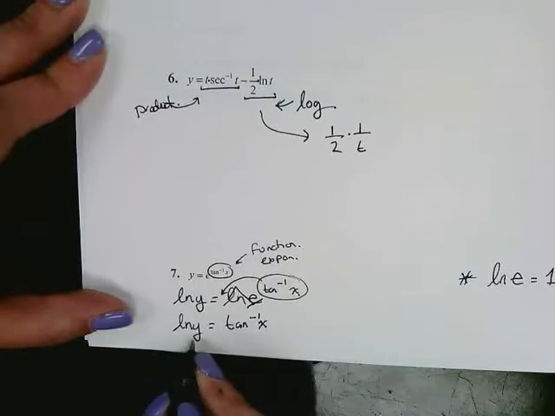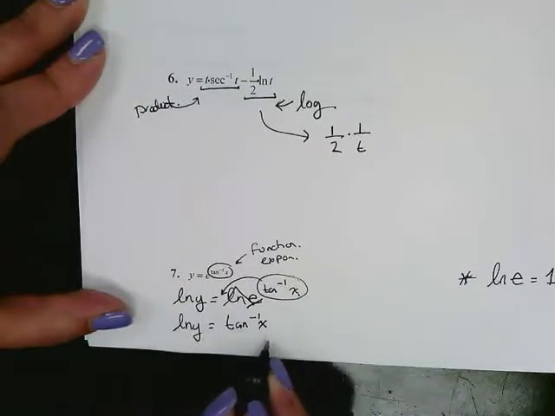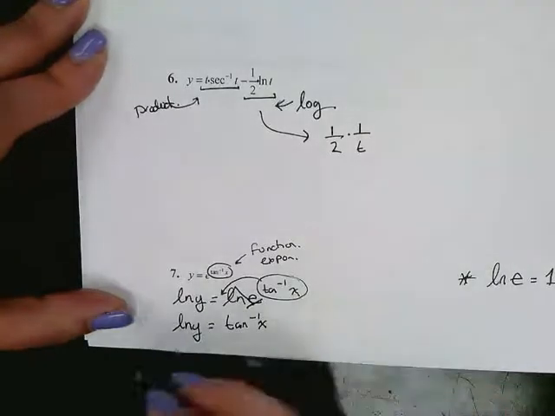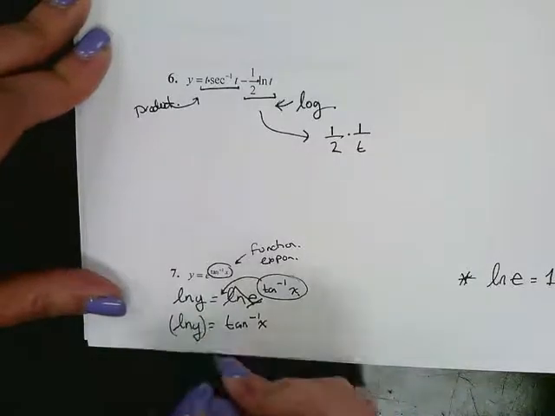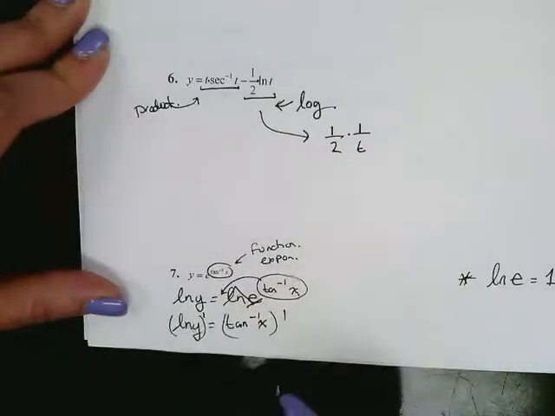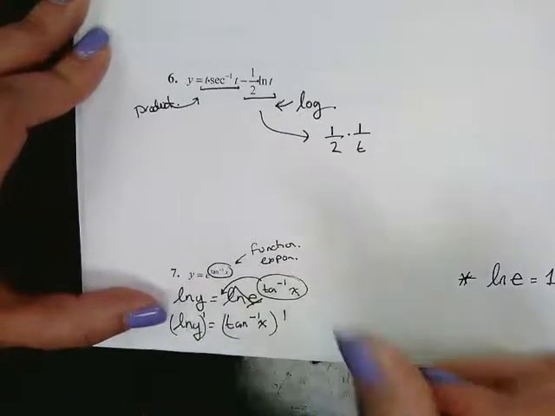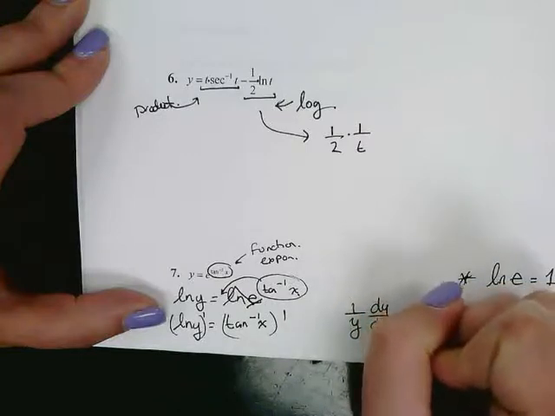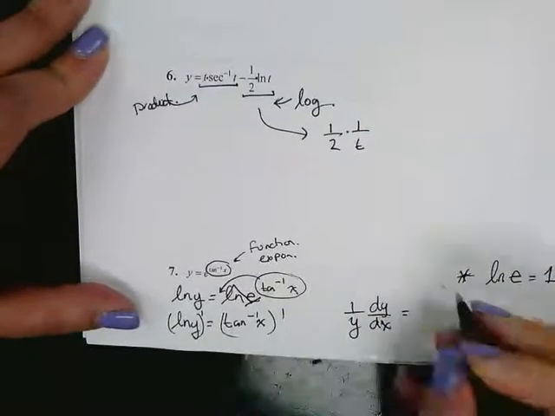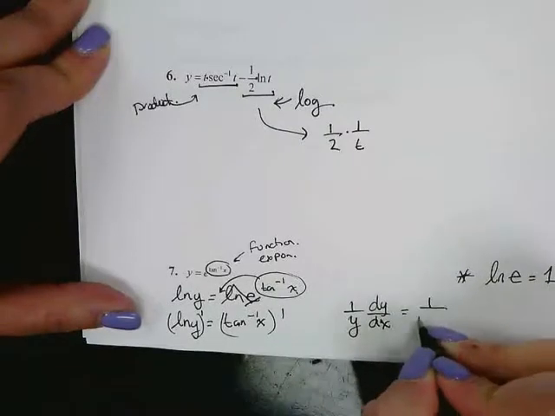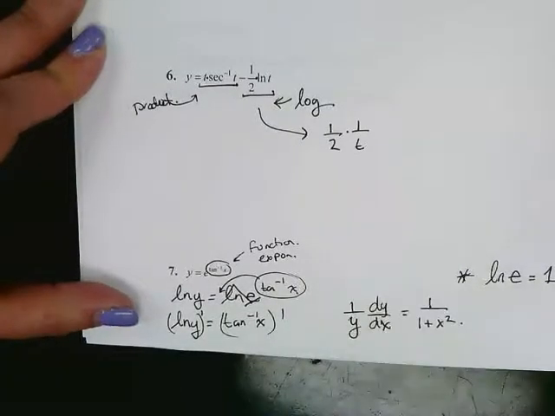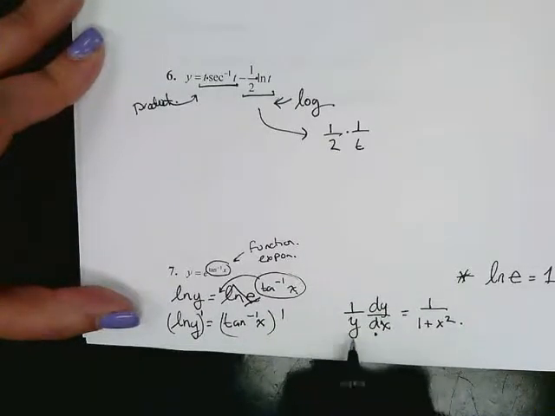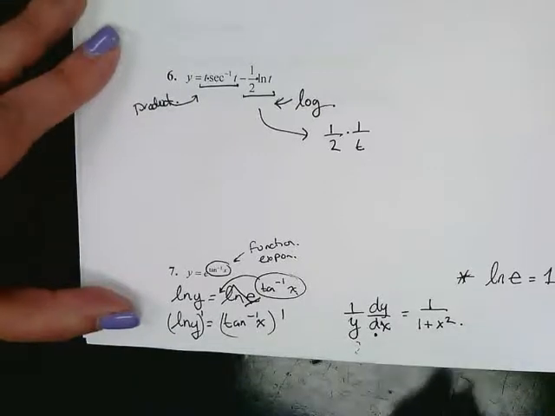And then you derive both sides, and you get your dy dx. Okay? So take the derivative of this side and the derivative of this side, and the derivative of ln of y is going to be 1 over y times dy dx, equals the derivative of inverse tangent, which is going to be 1 over 1 plus x squared. Okay, and then you solve for dy dx, and remember to plug in what your y is back in.